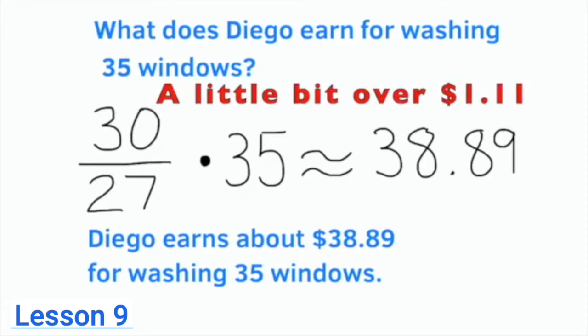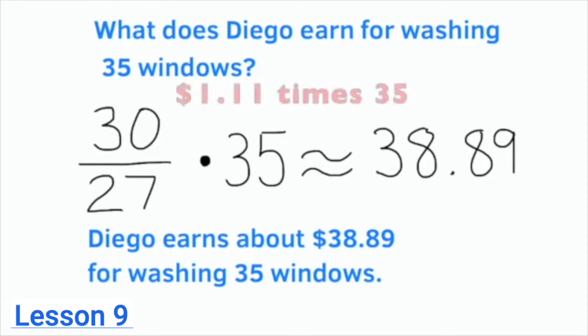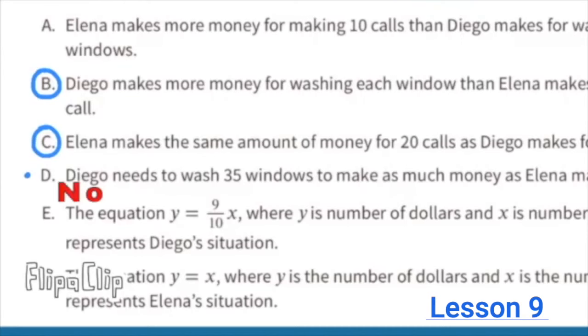So a little bit more than $1.11 times 35 equals just about $38.89. So Diego earns about $38.89 for washing 35 windows. No, Diego needs to wash more than 35 windows to earn as much as Elena when she makes 40 phone calls, so I won't select statement D.